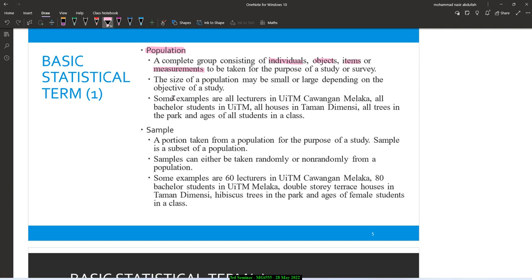So the size of the population may be small or large, depending on the objective of the study. For example, let's say I want to study knowledge, attitude and practice on dengue fever prevention at Perak Tengah district. So the population will be all residents in Perak Tengah district. Semua penduduk di Perak Tengah district.